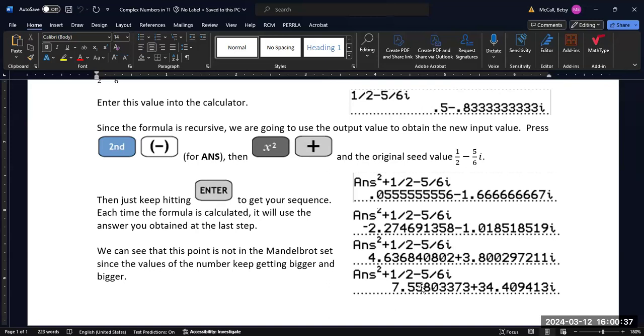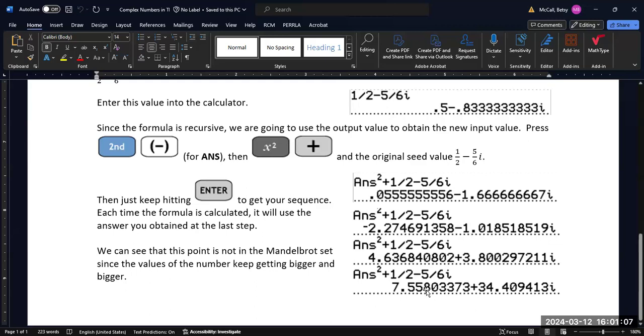And if it starts getting bigger and bigger without bound, then I would conclude that this is not in the Mandelbrot set. If it stays contained and small, then it would be inside the Mandelbrot set. And we see after a couple of calculations, the numbers start to get bigger. Generally, once the magnitude exceeds the value of 4, you conclude that this is, in fact, not in the Mandelbrot set.